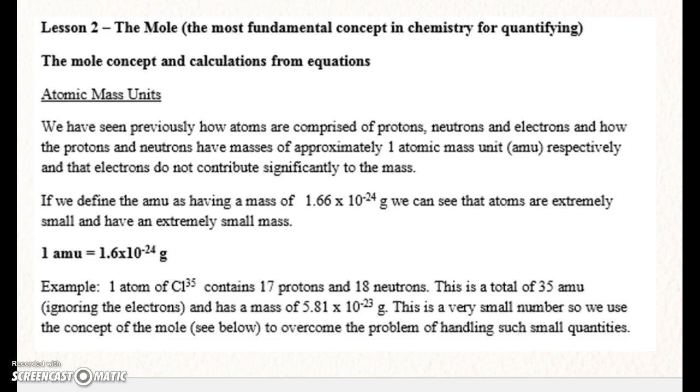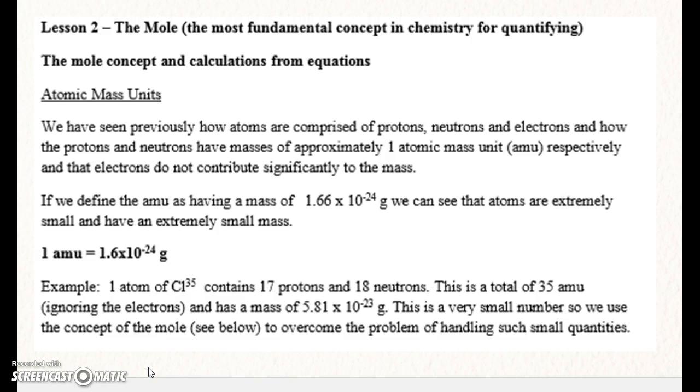So essentially, protons and neutrons have masses that are approximately 1 AMU, and electrons do not contribute to this mass. If we define the AMU as having a mass of 1.66 times 10 to the negative 24th grams, we can see that atoms are extremely small and have extremely small mass. So 1 AMU is defined as this value here, 1.66 times 10 to the negative 24th grams.